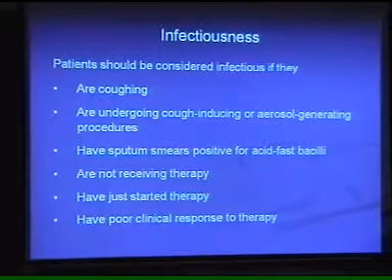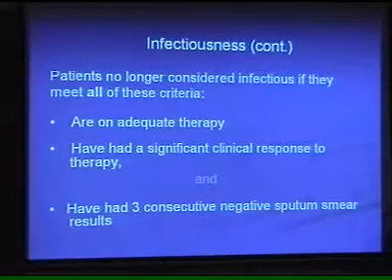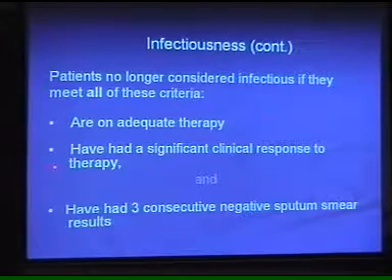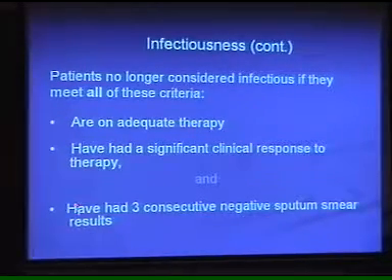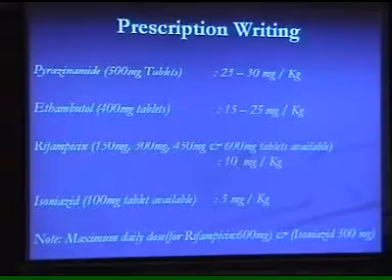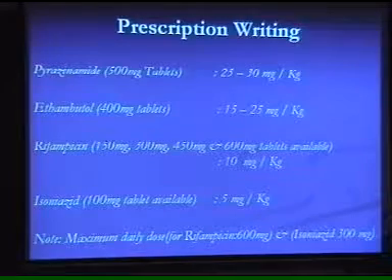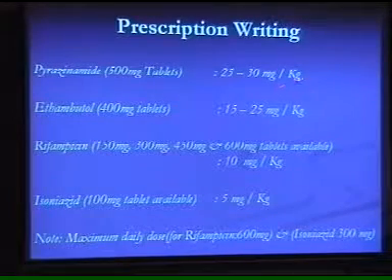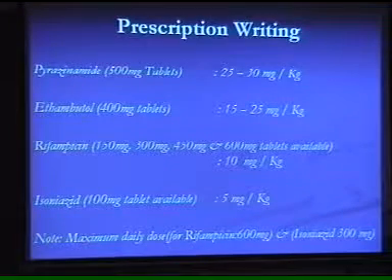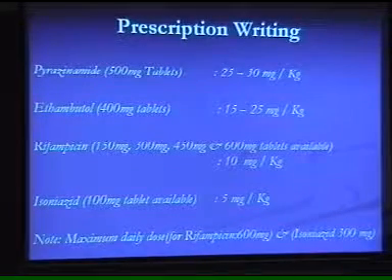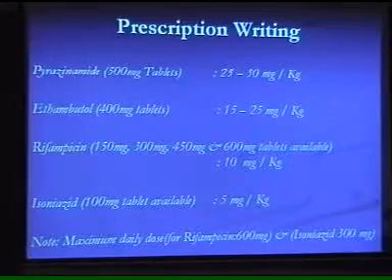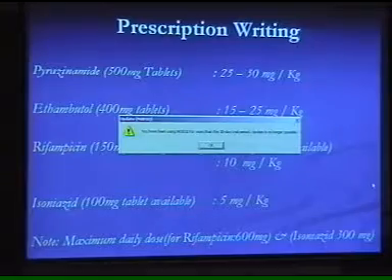Infectiousness: it's a very contagious disease, so you can only say that this patient is non-infectious if they are on adequate therapy, have a significant clinical response to therapy, and have had 3 consecutive negative sputum smear results. Prescription writing is very, very important. You have to go with milligrams per kg, and sometimes what happens is that you put the patient on ATT, the patient gains weight, and then the patient becomes underdosed. So you have to follow the patient and adjust the ATT according to the weight.